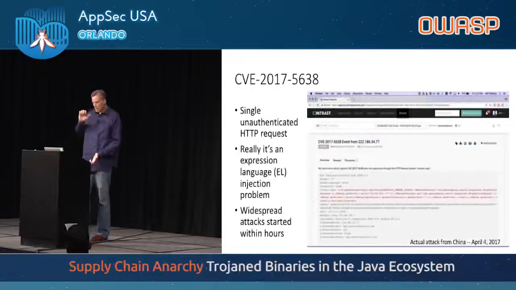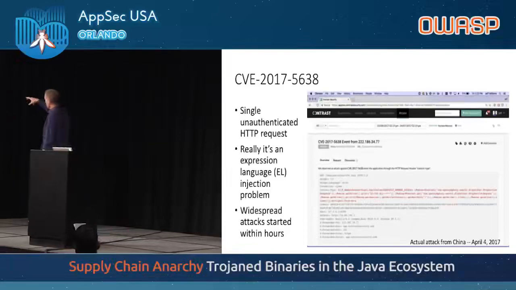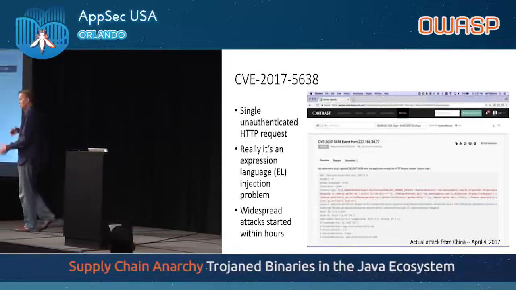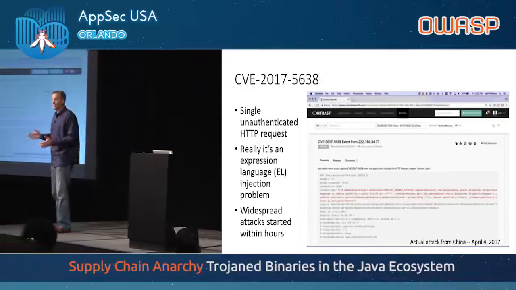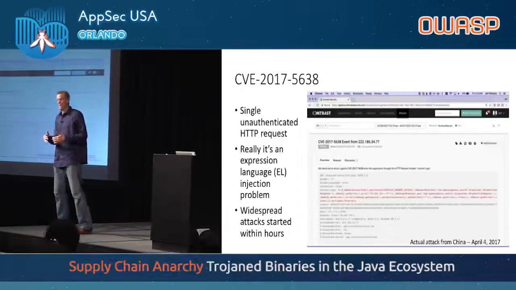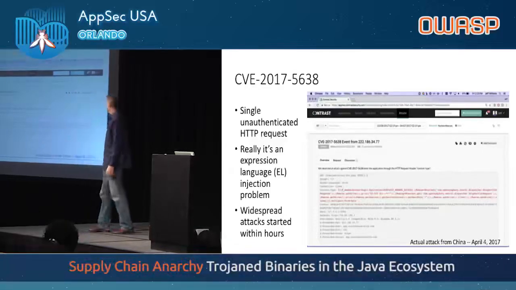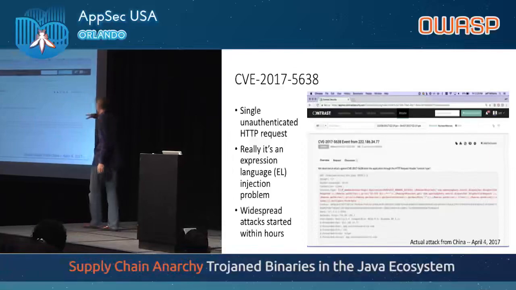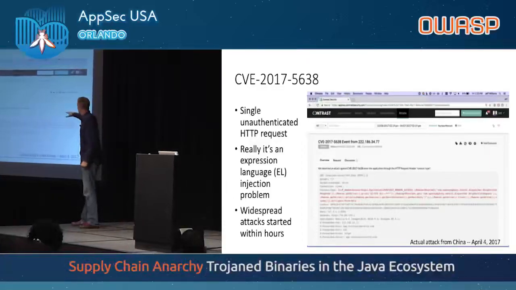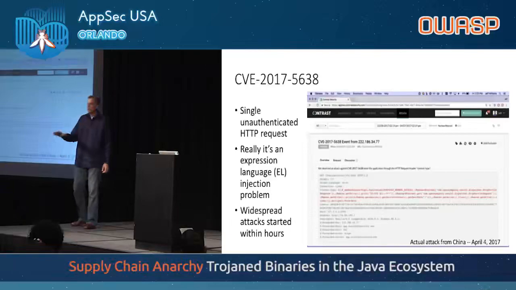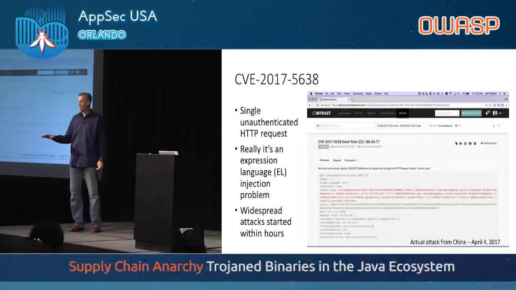So here's what we saw. 5638 gets released, disclosed in March. Almost instantly, we started seeing wide-scale attacks coming from around the world, from Singapore and India and China and so on. And if you could read this, there's a big expression language injection in the content type header. You see a big expression that's got some runtime exec stuff in there. And hopefully, if you're paying attention in the crowd, you just went, what? This is a file upload problem?